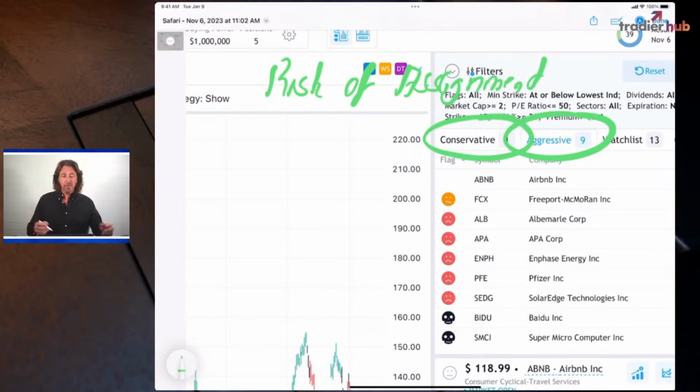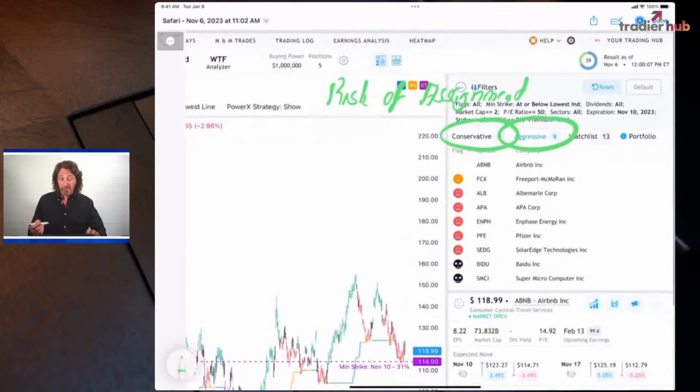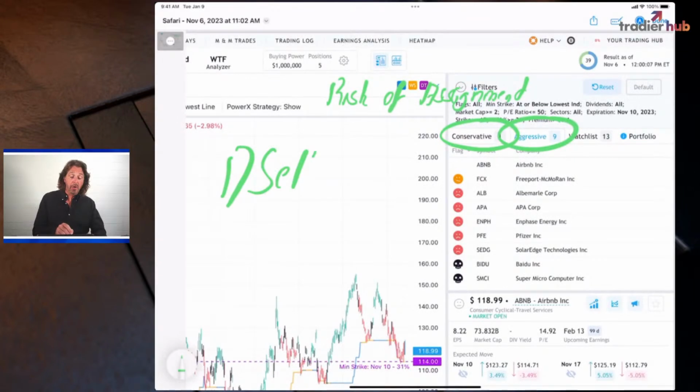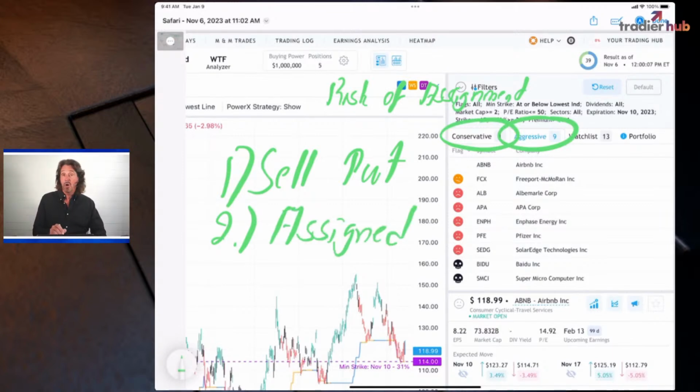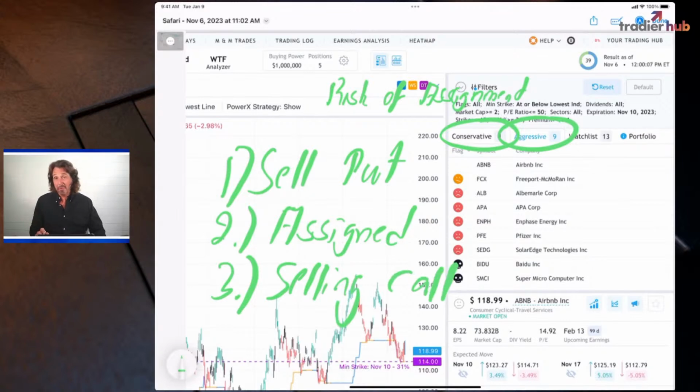As you know, the wheel strategy consists of 3 steps. First, we are selling put options and collecting premium. Second, we might or might not get assigned on the stock that we are selling put options on. And when we do, we are selling call options to collect more premium and eventually to get called away.